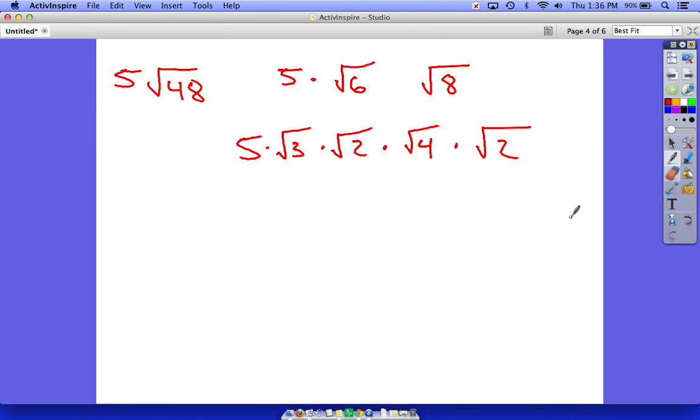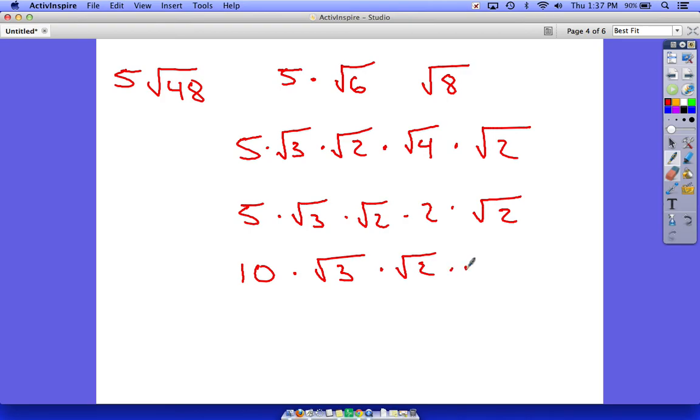Okay, so let's see what we got here. I can rewrite this now as 5 times square root 3 times square root 2 times that right there can just be changed to 2 times square root 2. Okay, so now if I multiply the 5 times 2 together, I'm going to get 10. So I've got 10 times the square root of 3 times the square root of 2 times the square root of 2. Now, we could say that this is simplified, but it's not quite simplified yet. Because if I multiply this square root 2 times square root 2, I get square root 4. So it's going to be like this. 10 times square root 3 times square root 4.